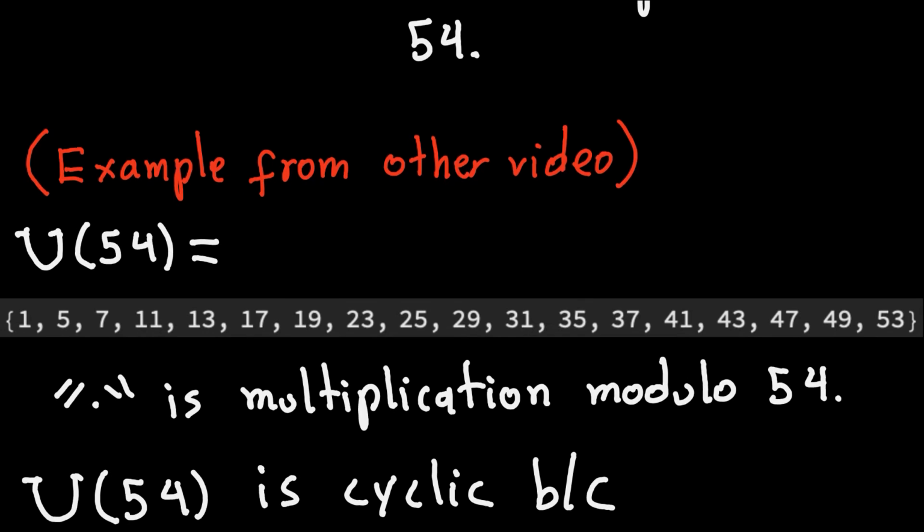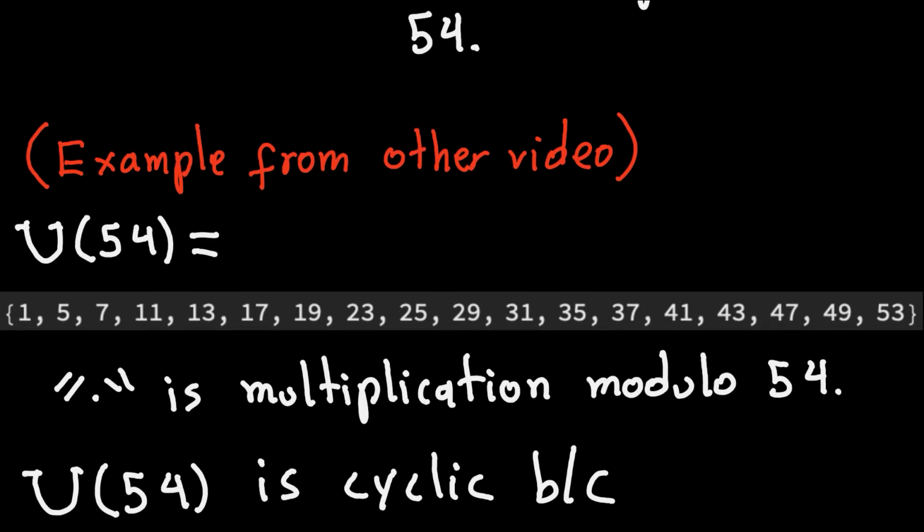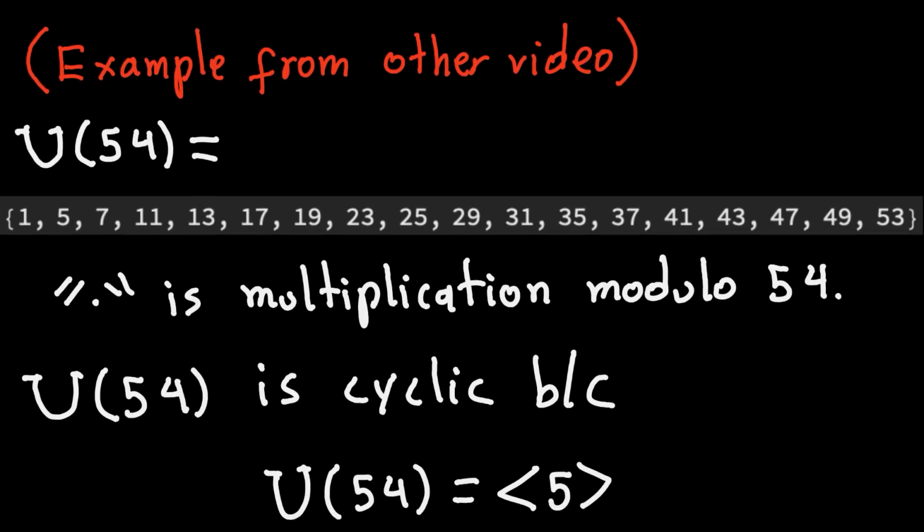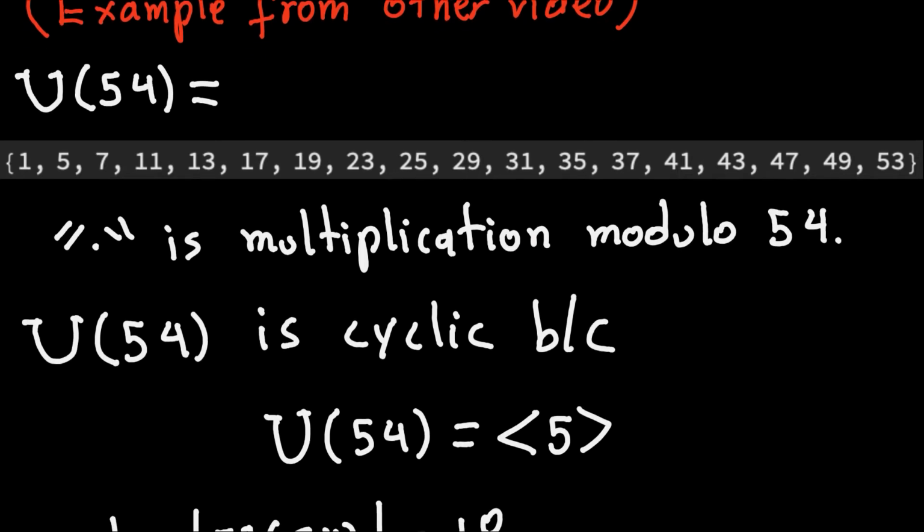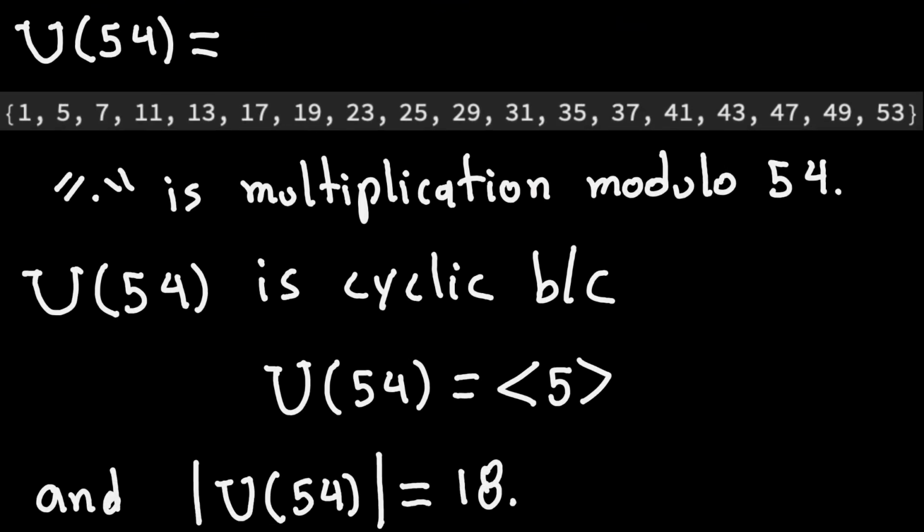If you look at the elements of U54, all the ones relatively prime to 54 between 1 and 53, that is going to be this list. This list of 18 elements that you see here is U54, and again, the multiplication is modulo 54. Another observation we made in that video was that U54 is cyclic and is generated by the number 5, which is one of the elements right here. So this is one of the generators of U54.